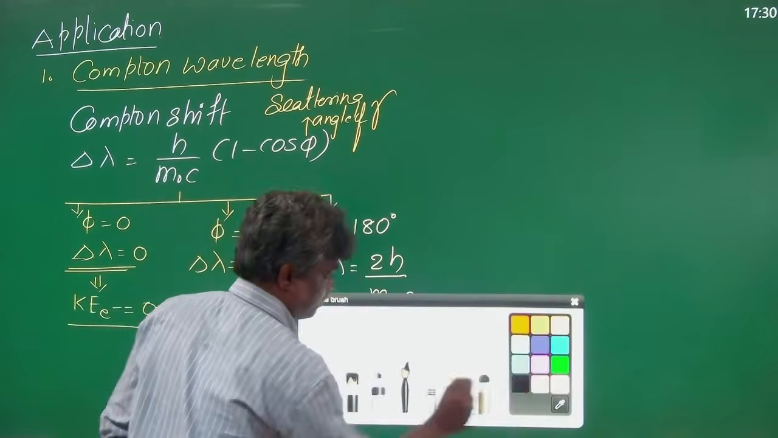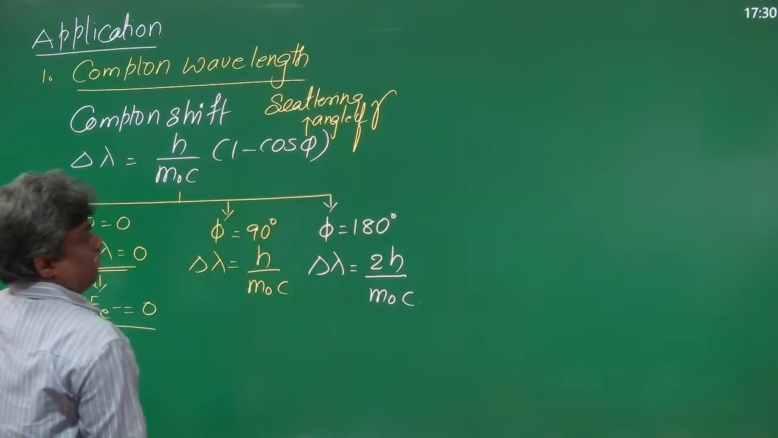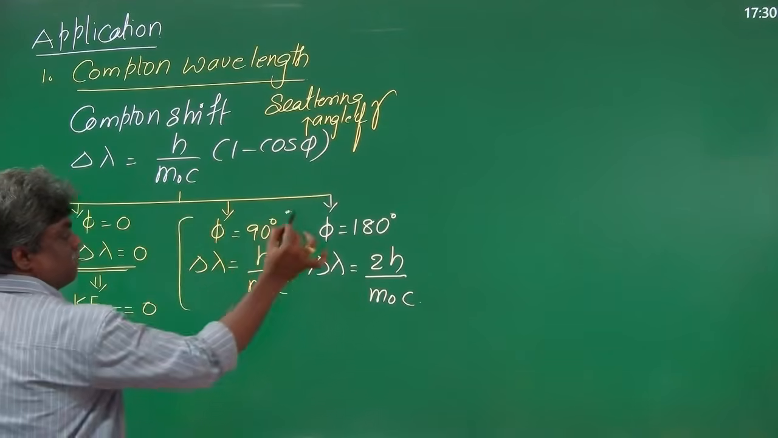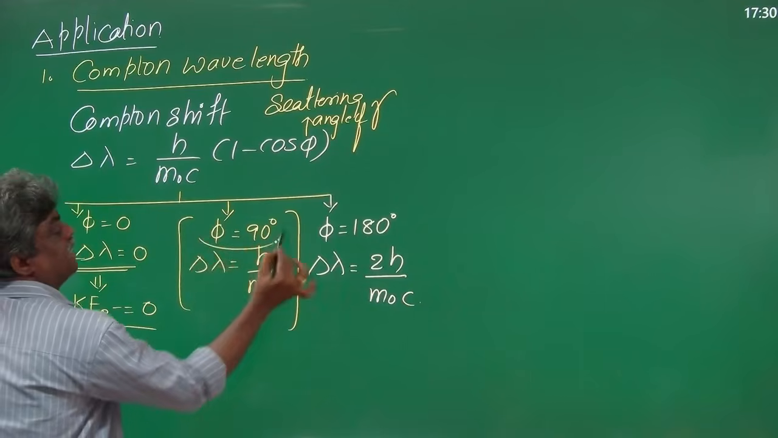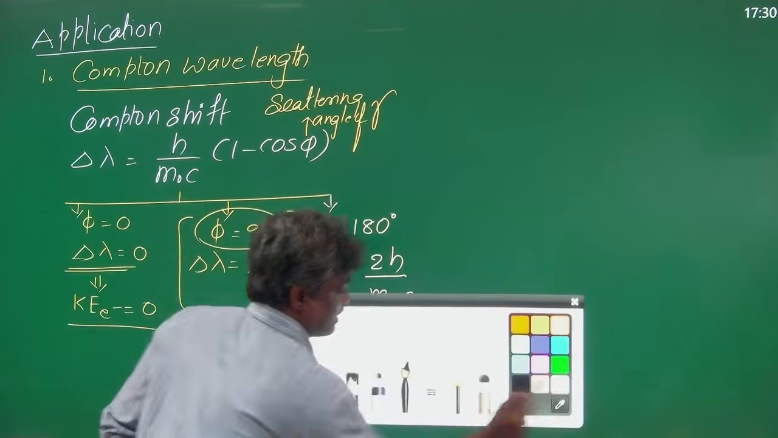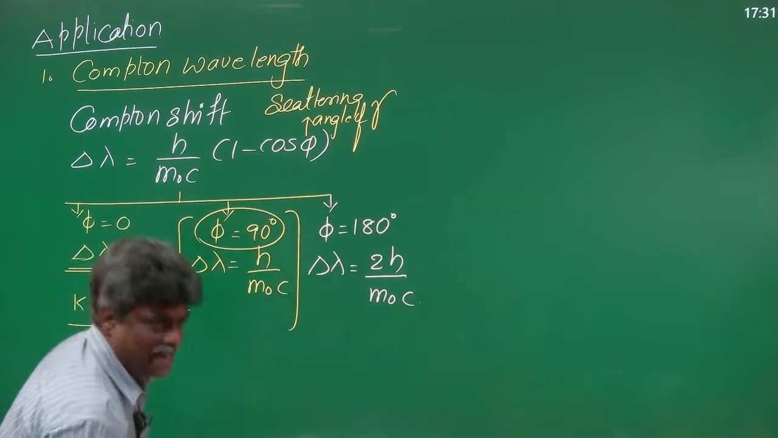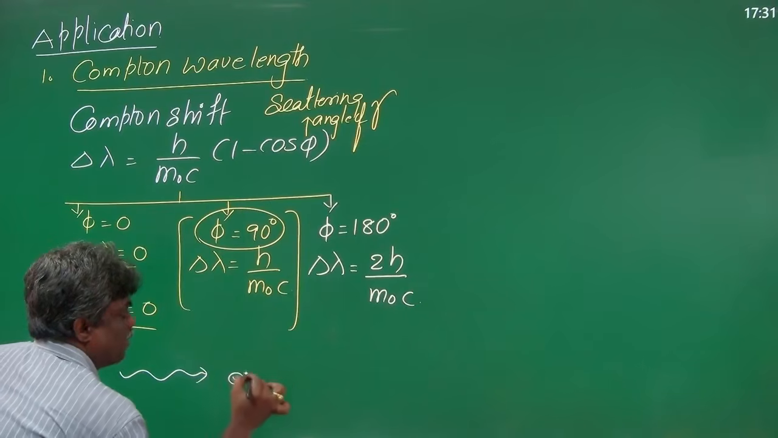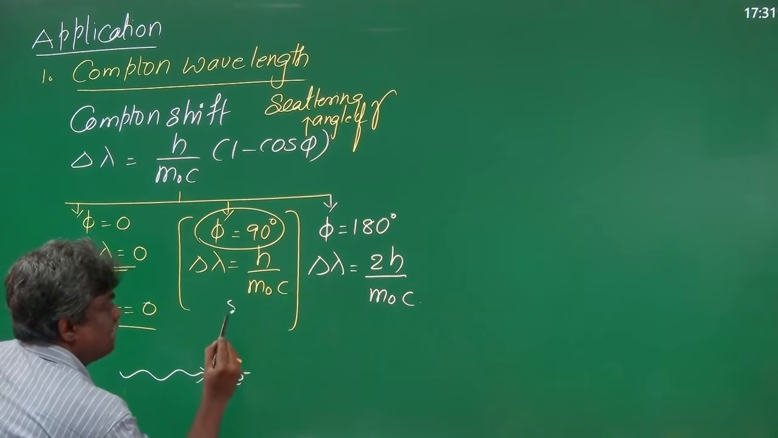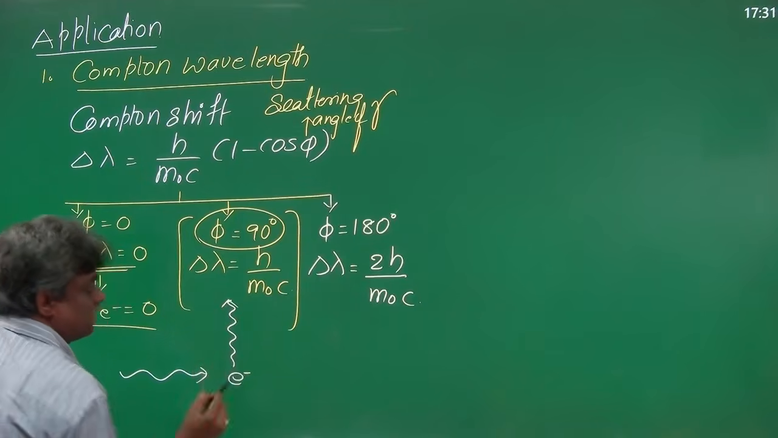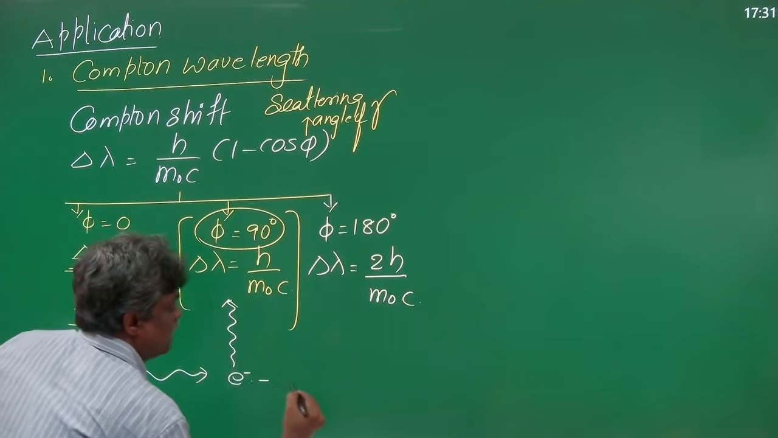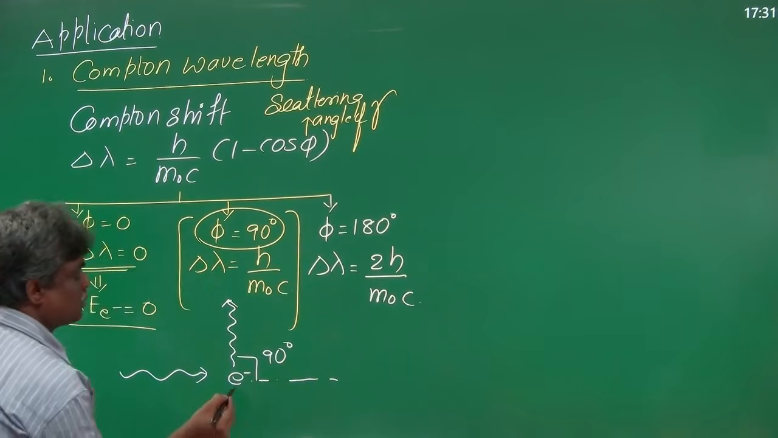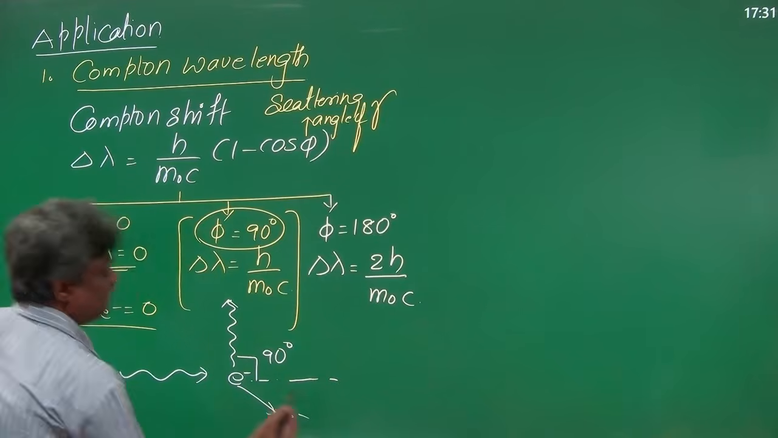Wait a minute. Could you please tell me what this is? Here we have taken the scattering angle as 90 degrees. What is the meaning of that? Perpendicular scattering. This is the incident photon. Here you have the electron, and the scattered photon is scattered perpendicular to the initial direction, at 90 degrees. Of course the electron is recoiled.